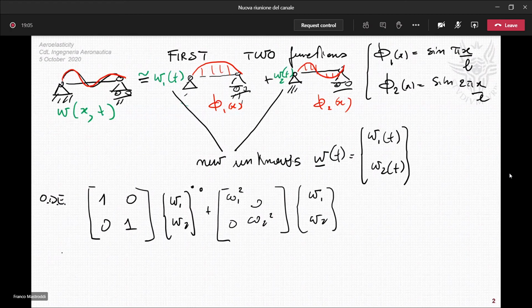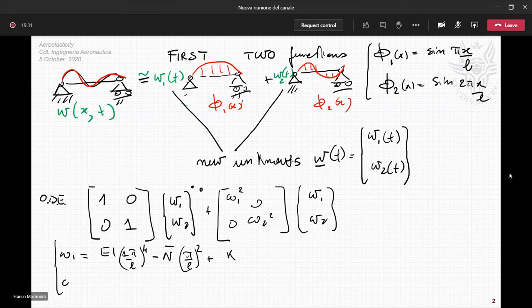And remind that omega 1 is equal to EI by 1 pi by L to the power 4, minus n bar n pi on R to the power 2 plus k. This is the value of omega 1, and the value of omega 2 is identical, but you have a number 2 here instead of number 1.